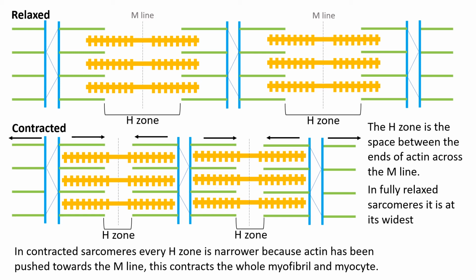Look at the difference in the H zones. This is suddenly much smaller. The sarcomeres themselves, whereas above we've got two sarcomeres there, those two sarcomeres are filling less space in the diagram below. So in contracted sarcomeres, every single H zone is narrower because actin has been pushed towards the M line. And this contracts the whole myofibril and all of the myofibrils within the myocyte.